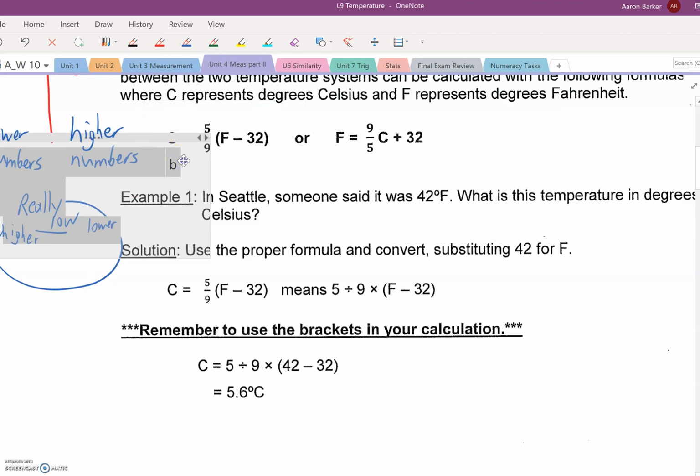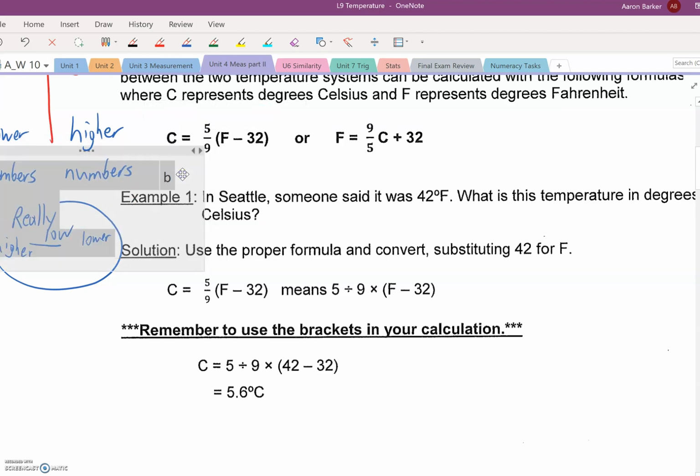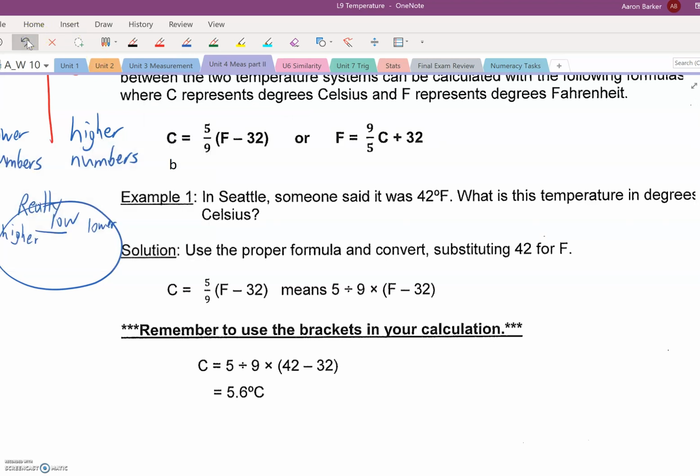Come on, thing. Okay, undo, undo, undo. Just let that be there.